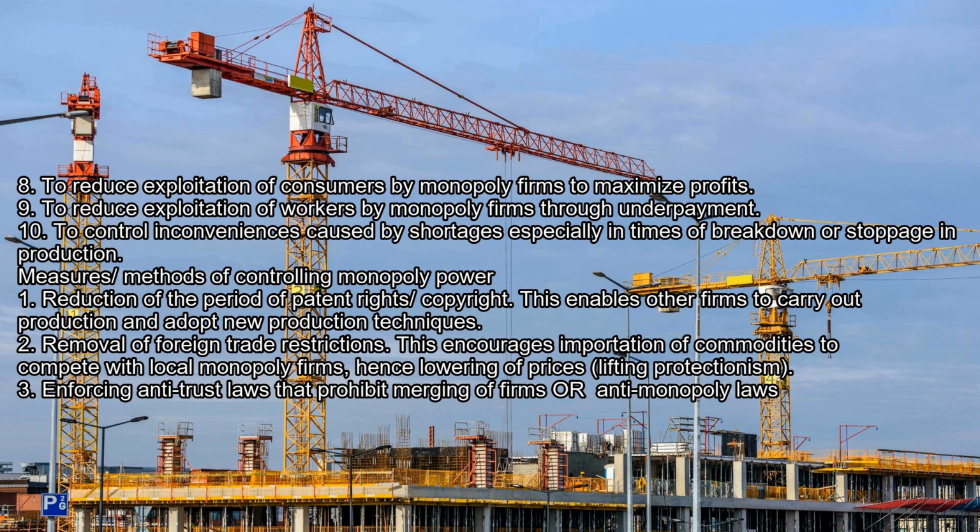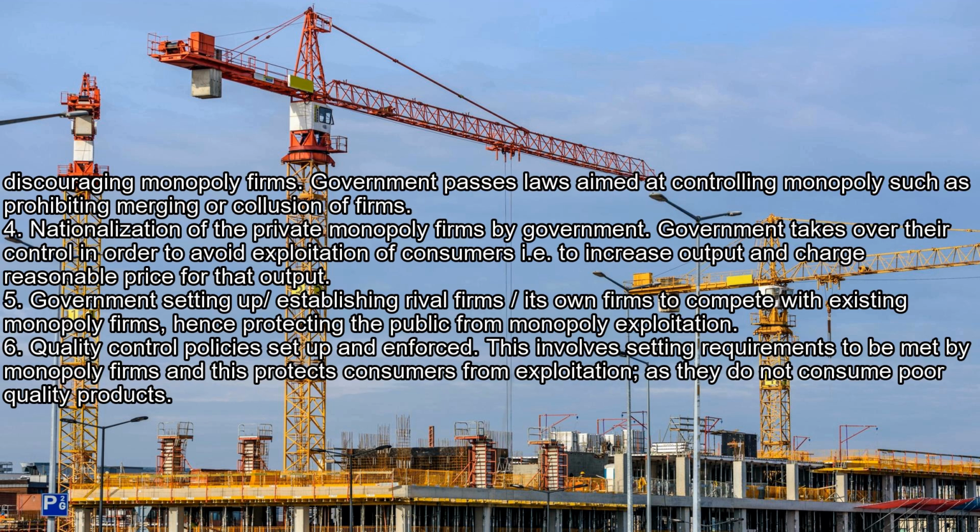3. Enforcing antitrust laws that prohibit merging of firms, or anti-monopoly laws. Discouraging monopoly firms: government passes laws aimed at controlling monopolies, such as prohibiting merging or collusion of firms. 4. Nationalization of the private monopoly firms by government. Government takes over the control in order to avoid exploitation of consumers, i.e. to increase output and charge a reasonable price for that output.